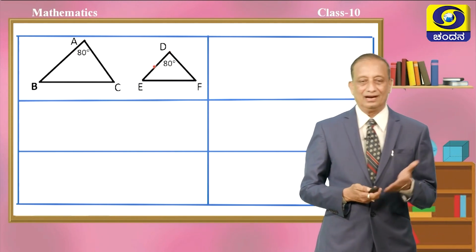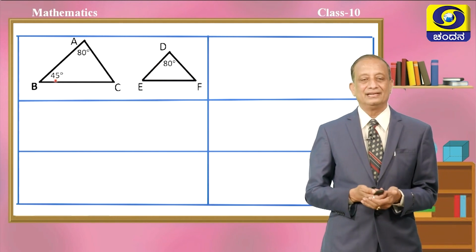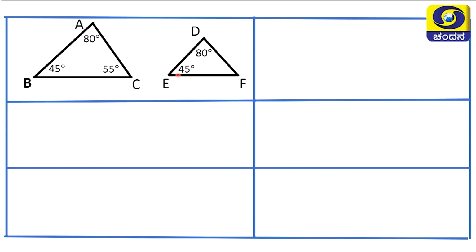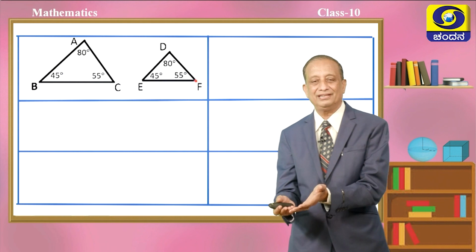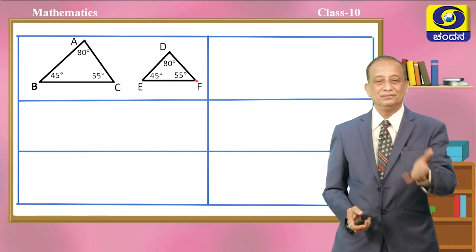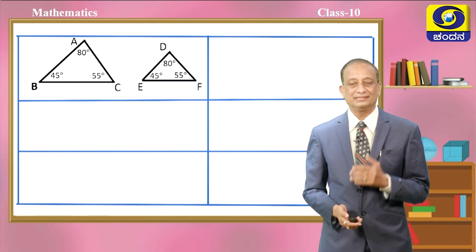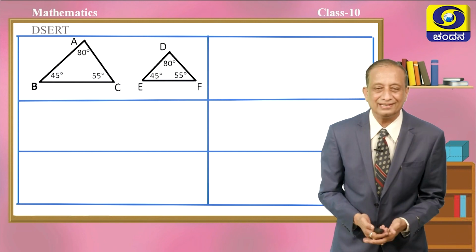Okay. Let us come to angle B and angle E. Angle B is 45 degrees, angle E is also 45 degrees. Therefore, angle C has to be 180 minus the sum of these two, which is 55, and therefore angle F is also 55. So, we have two triangles here, triangle ABC and triangle DEF. They are equiangular because the three angles of one triangle are respectively equal to the three angles of another triangle. These are called equiangular triangles and they are similar triangles also.